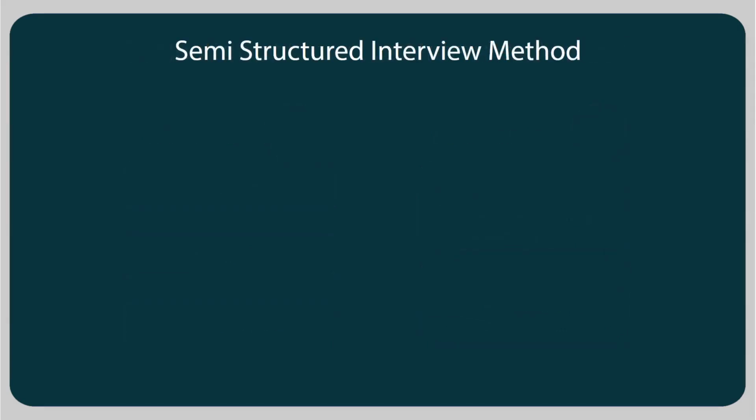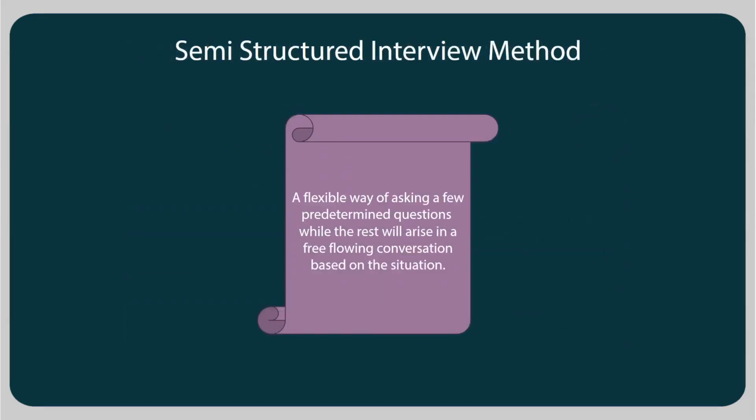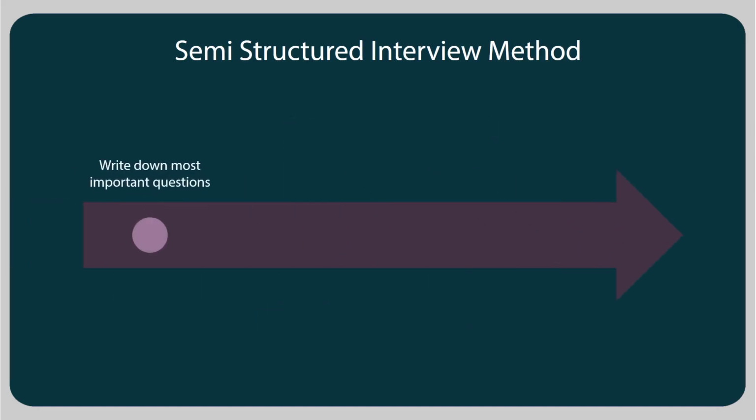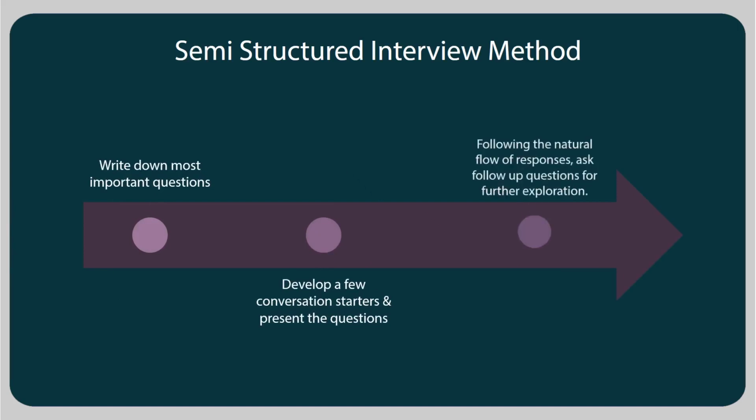In the semi-structured interview method, we are very flexible by asking a few predetermined questions, while the rest will arise in a free-flowing conversation based on the situation. Again, there are three steps. First step is to write down the most important questions. Step 2 is to develop a few conversation starters and present the questions. Third and final step is to follow the natural flow of responses. Ask follow-up questions for further exploration.